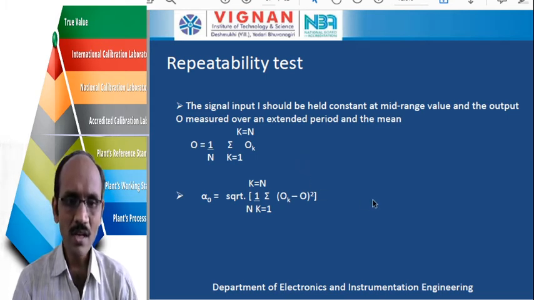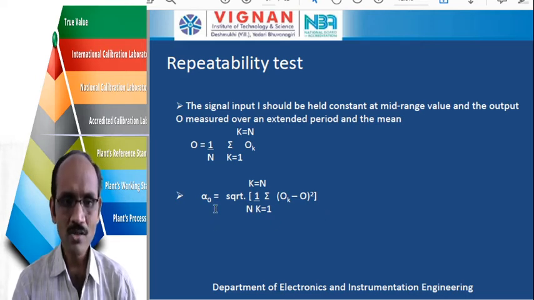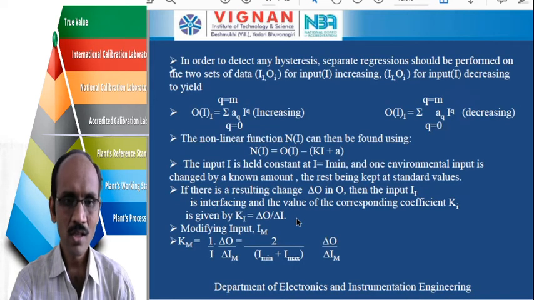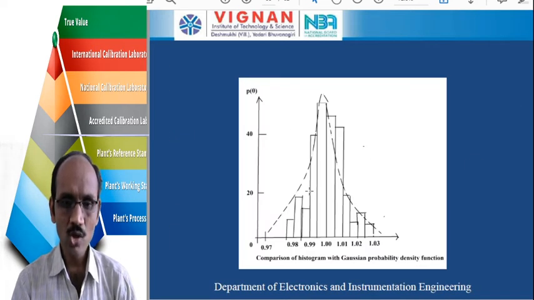Okay. So if you want to find the standard deviation for the output of the instrument, you just take the square root of the mean square deviation. The expression is the square root of 1 by n, summation of k equal to 1 to n, of (o_k minus o bar) whole square. This difference indicates the deviation. As we take n number of measurements, we will have n number of deviations. And this is the histogram, which tells about the Gaussian probability density function.